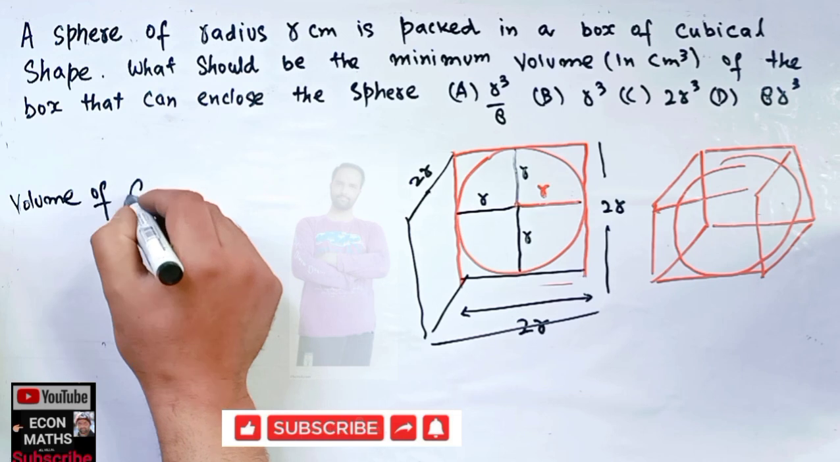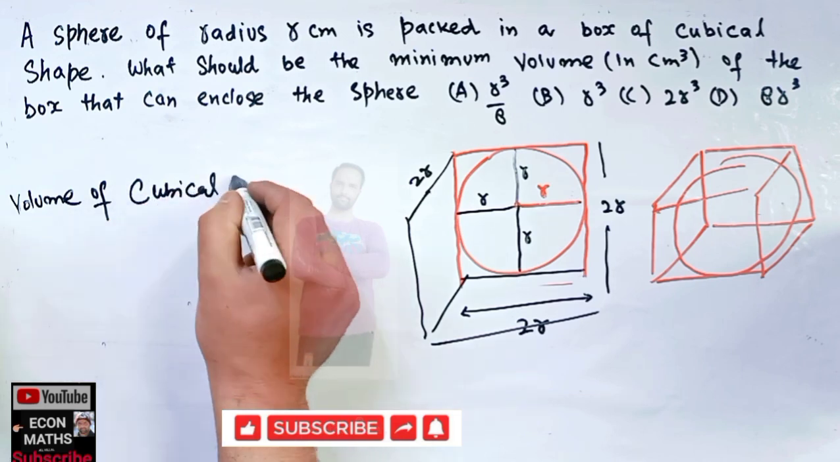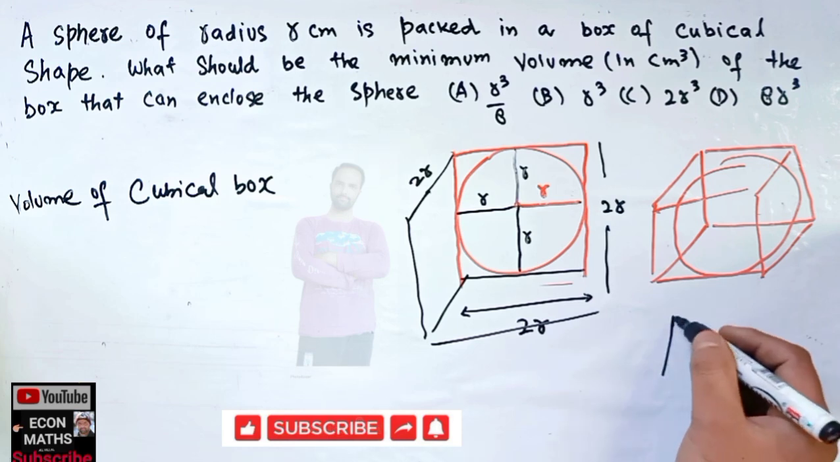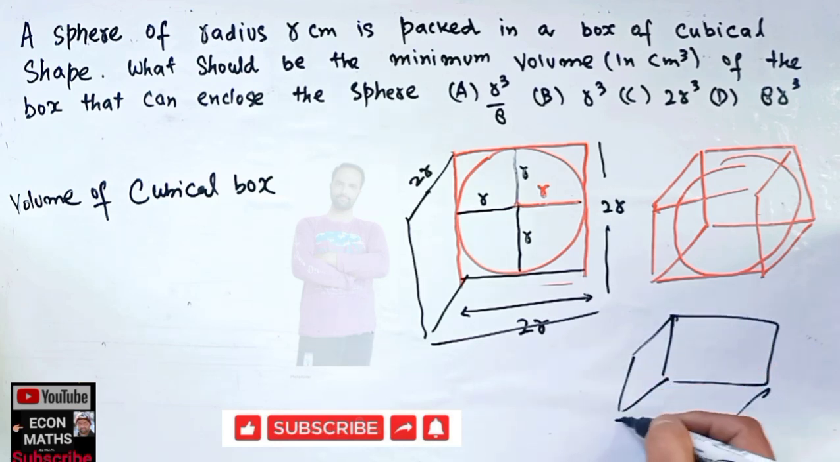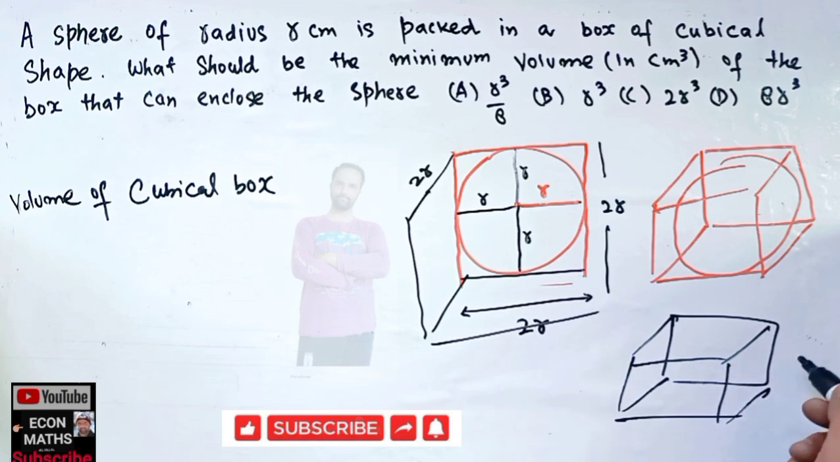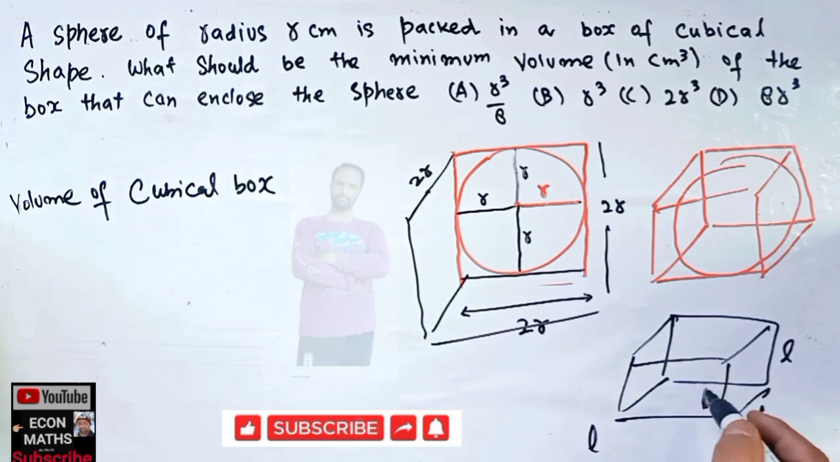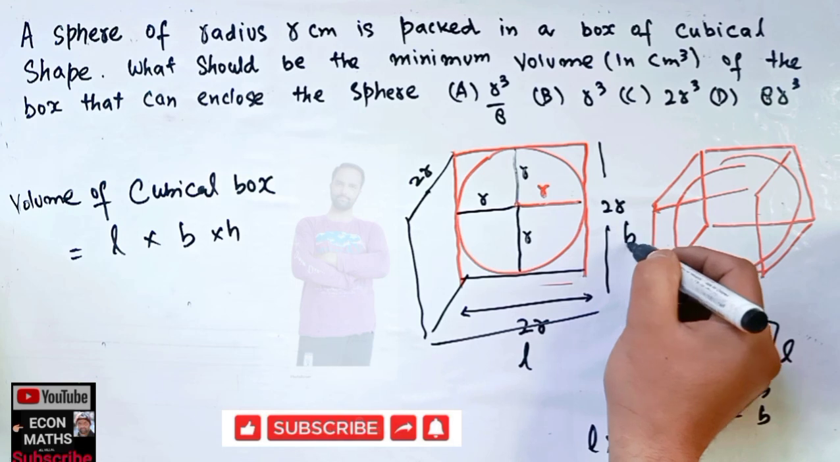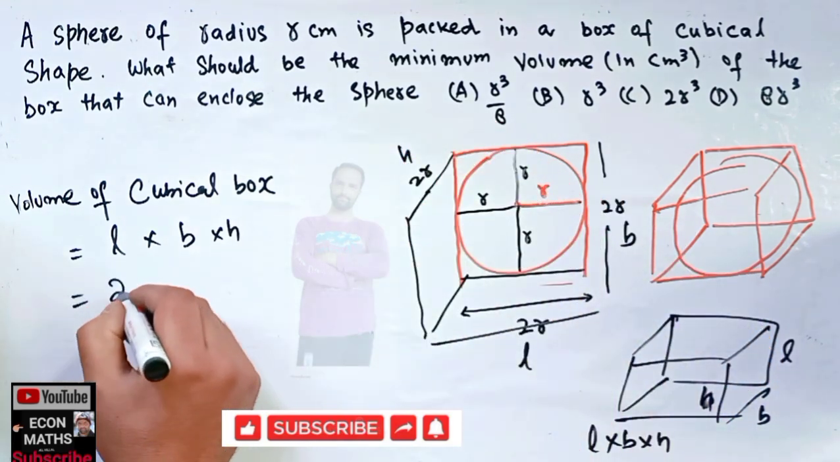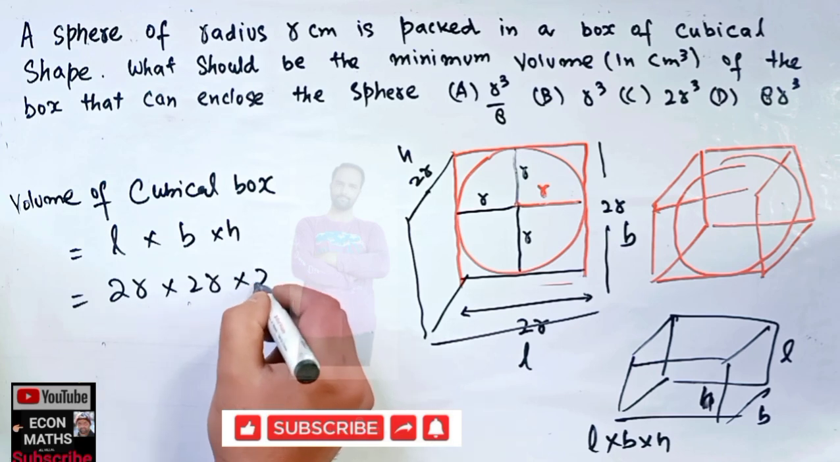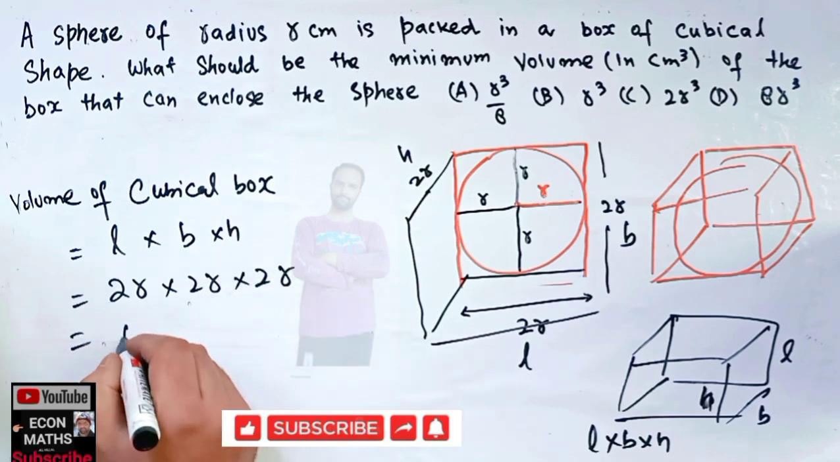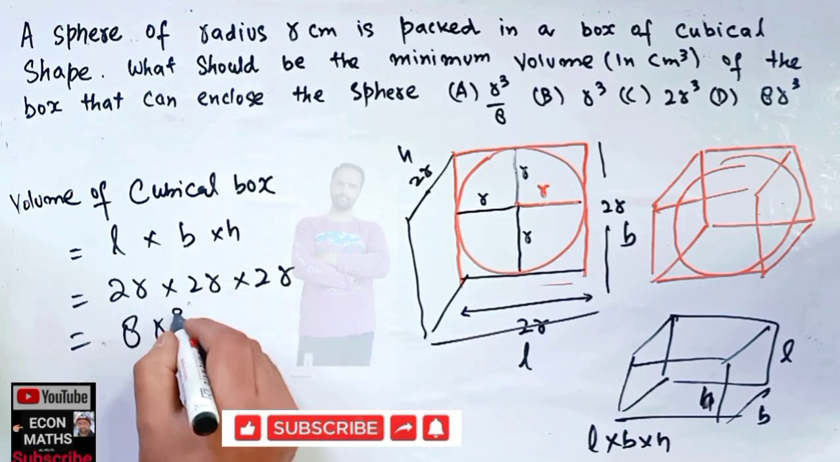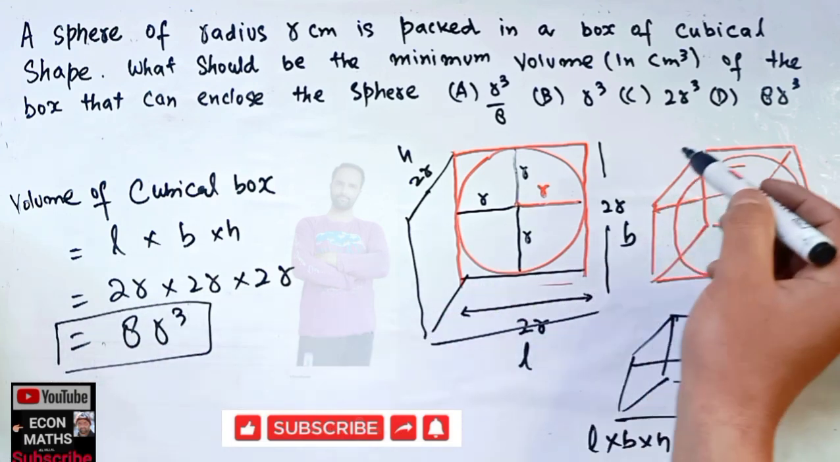Then the volume of the cubical box. We know the volume of a cuboid, if we have this very cuboid, this is length, this is breadth, this is height. So the volume is simply length into breadth into height. So we have 2r into 2r into 2r. So this is 2 to the 4 to the 8. We have 8r into r is r cube. So the correct option, I guess, should be 8r cube.